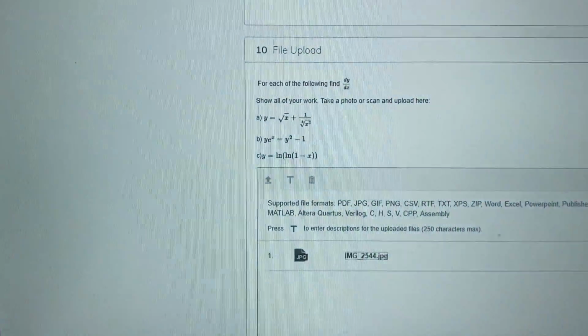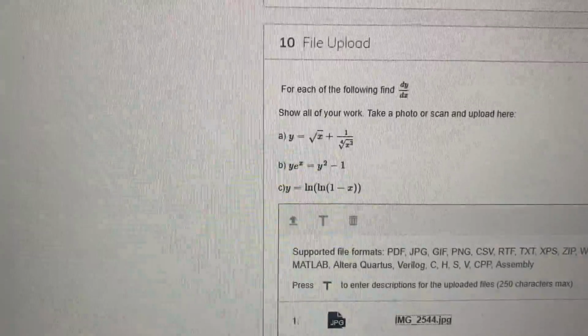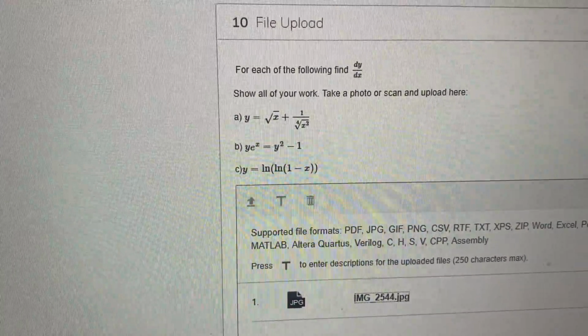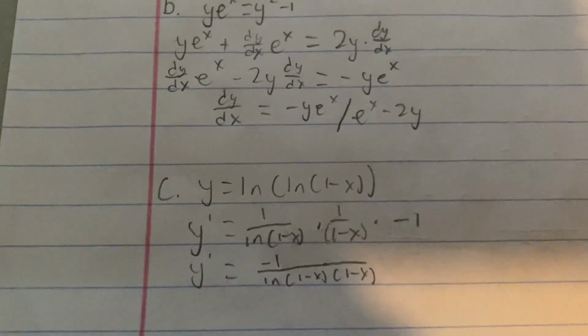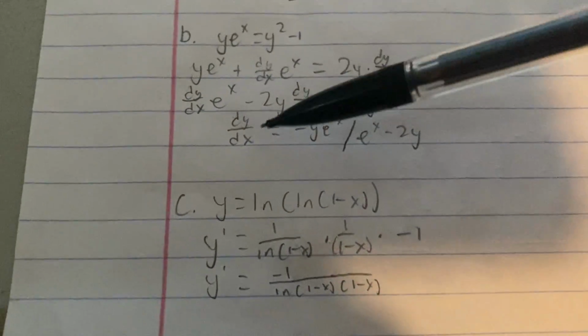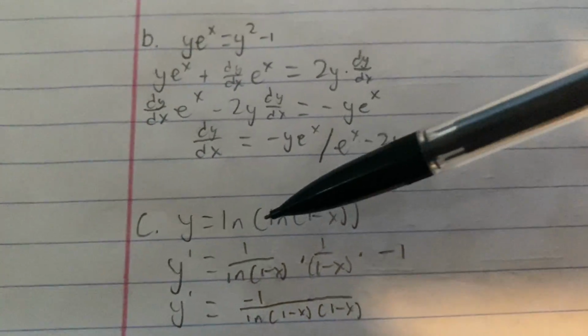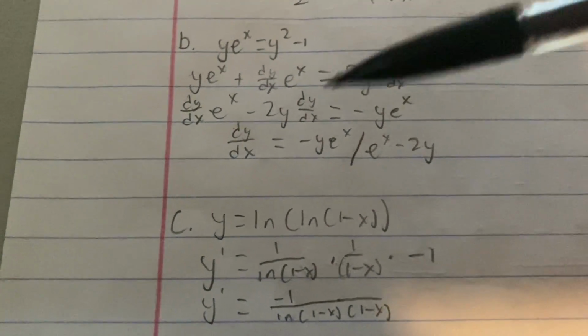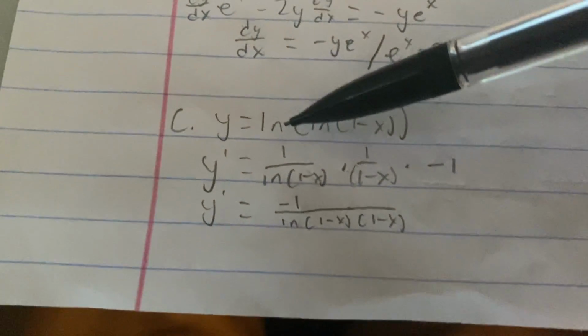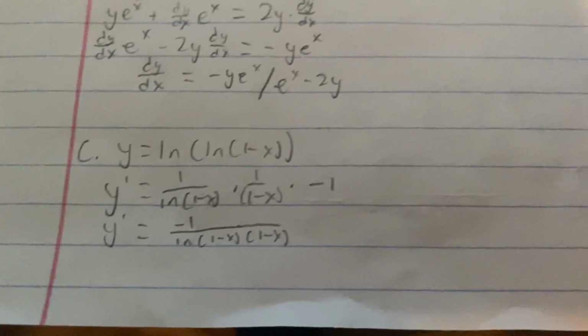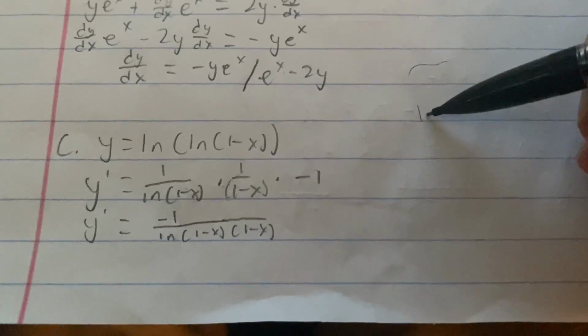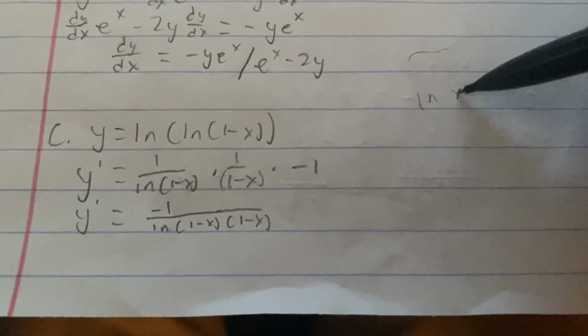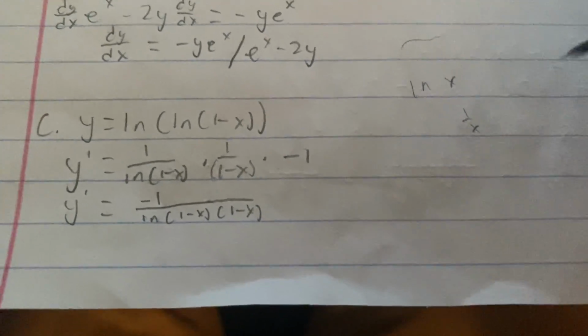And on to the last problem here. We have ln of 1 minus x. When I first saw this on the test, I wasn't too happy because I was like, oh man, this is about to trip me up. Okay, but it's not that bad. Y equals ln of ln of 1 minus x, so there's just a lot of chain rule here. The derivative of ln x is just 1 over x.